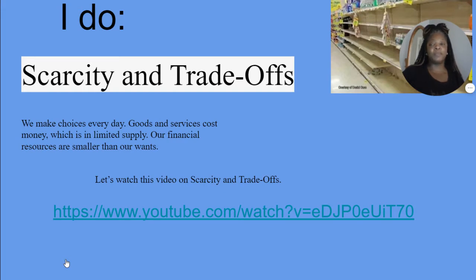So we know that people have to make choices every day. Goods and services cost money, which is in limited supply. So we have a fixed amount that we have available to purchase both our needs and our wants. Our financial resources are smaller than our wants, meaning that we may not have the money to buy big ticket items that we may want, like the Nintendo Switch, because we're going to need to use that money to purchase things that we need, like the paper towels, the toilet paper, and food like cereal, milk, things like that.